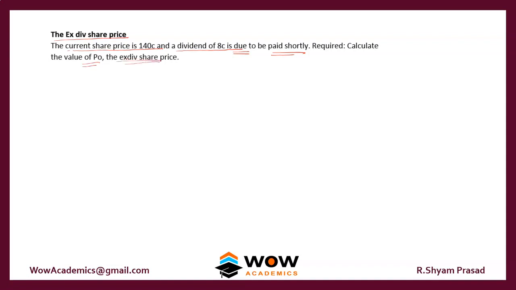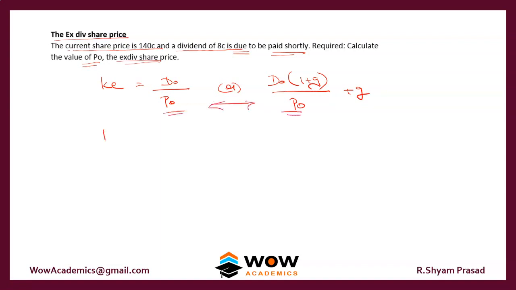So what is this X dividend share price? In the formula when we did it, for example, KE equals D0 divided by P0, or the other formula that we did, which is D0 (1 plus G) divided by P0, plus G, either this formula, the P0 here and here refers to a price. What price? That is the X dividend share price. So why should we take this X dividend share price?